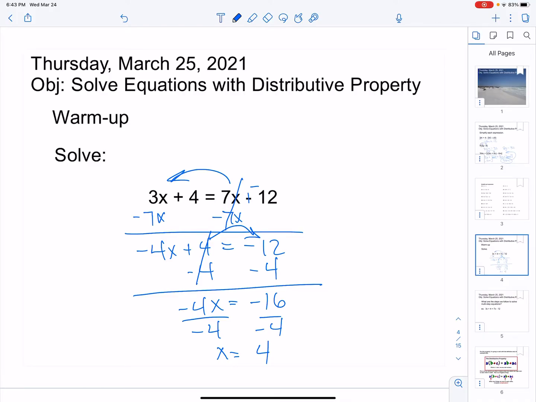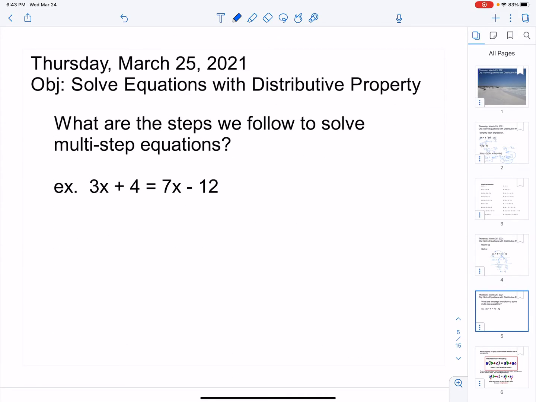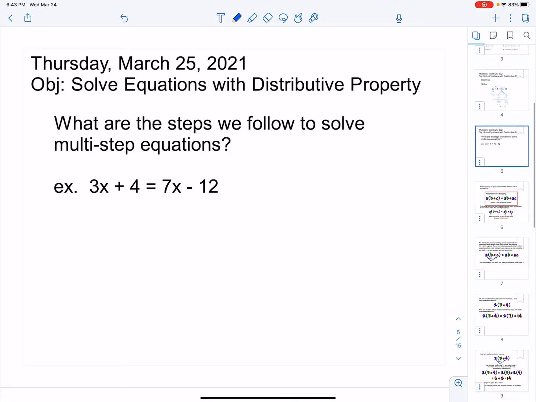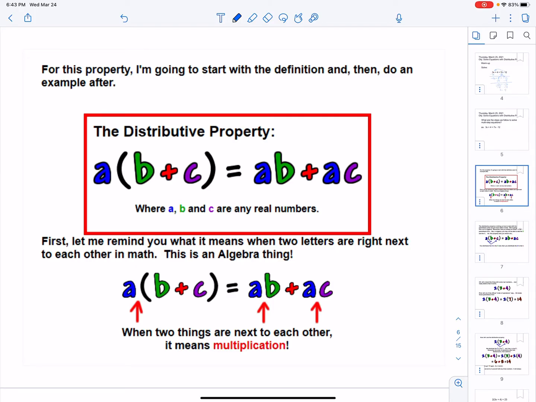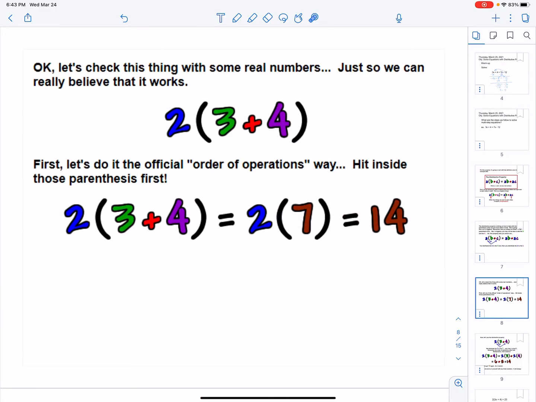So the ones that we're going to look at today are going to be a little bit tougher because they're going to be one step in front of that. That is to use the distributive property. Okay, so let's kind of review that one more time. So the distributive property, if you remember correctly, what it says is that I can add first, then multiply, or I can multiply first, then add.